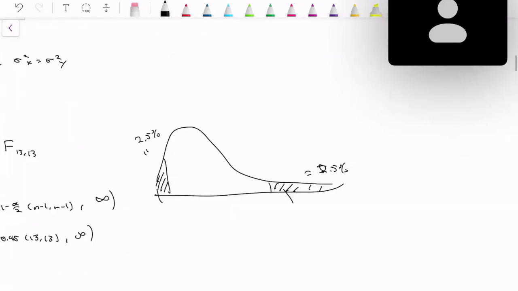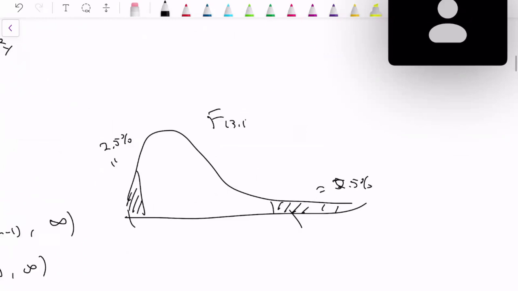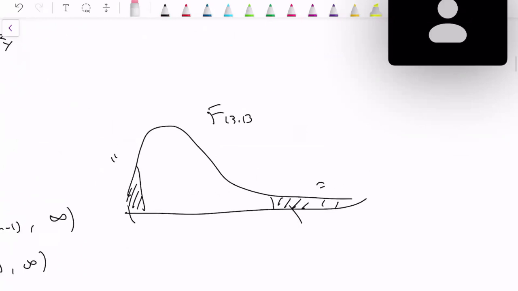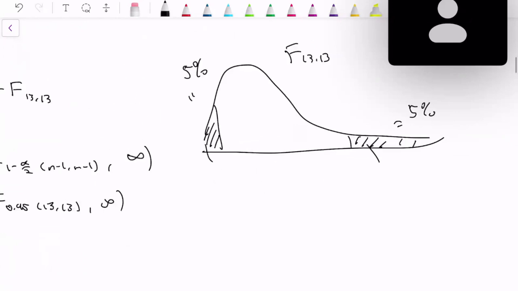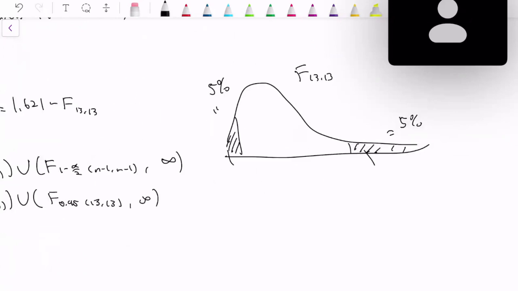So pretend this is an F distribution with 13 degrees of freedom. Then what we're doing essentially is we're just taking off 5% on both sides here. This area is 5%. And then basically if it lands in either of these regions, then we'll reject.